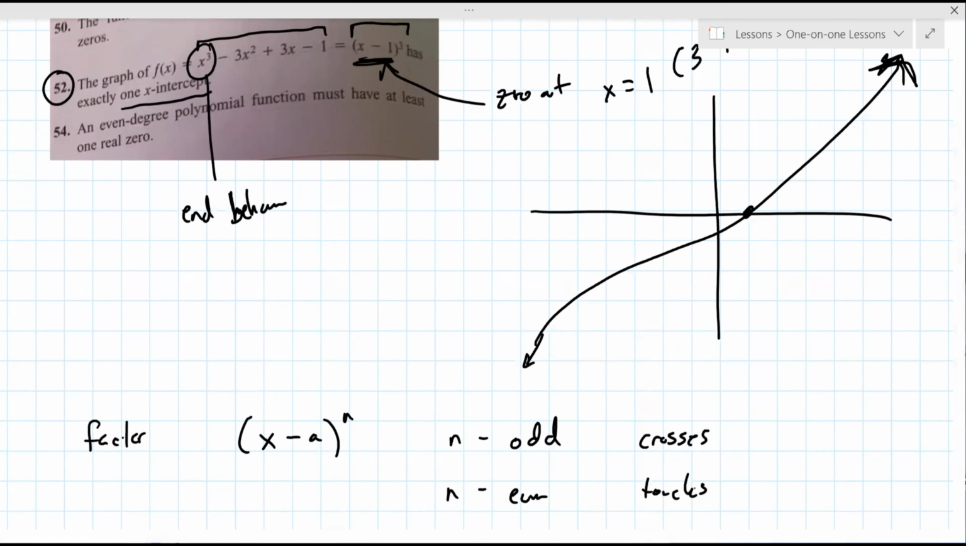That means it only has the 1 zero. So this one is true, right? Yeah, so this one's true. Perfect. All right. Last one should be.